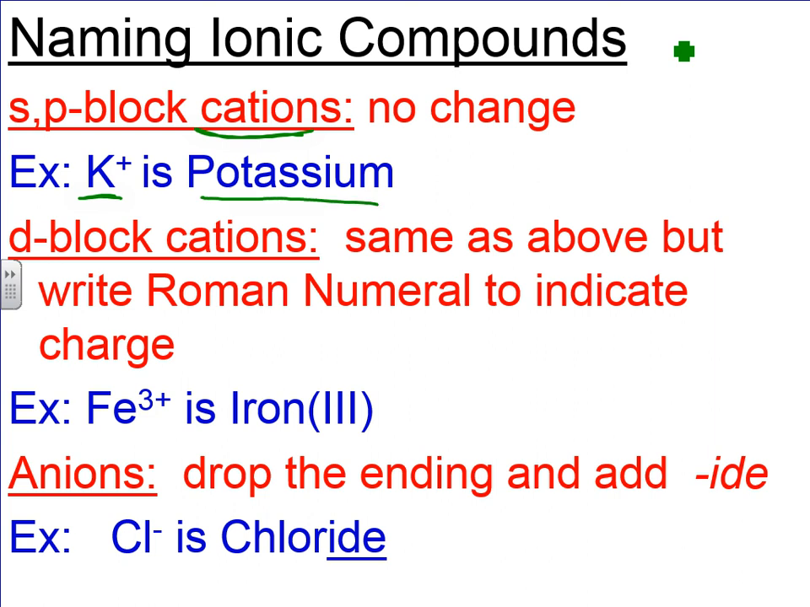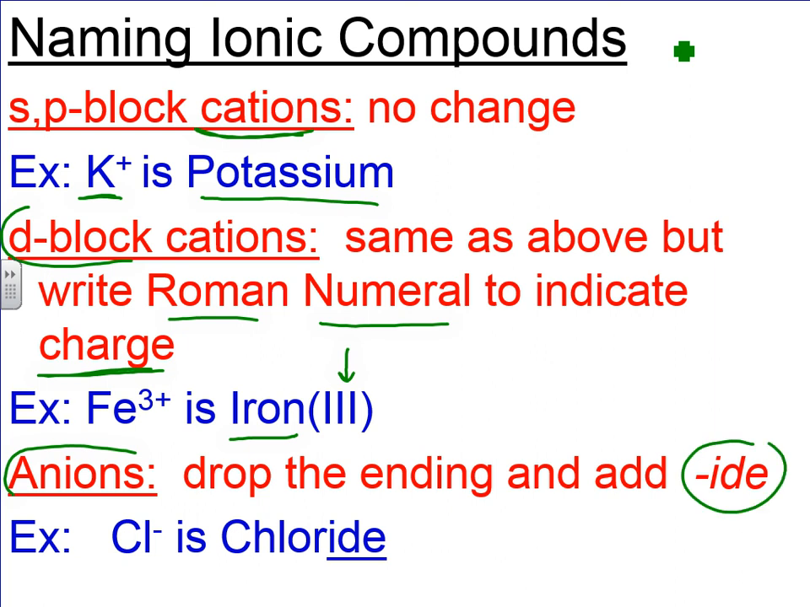If the metal comes from the D block, you do the same thing, except then you use a Roman numeral to indicate the charge. So iron, for example, you'll say iron, but then you'll put 3 in parentheses, indicating the charge using Roman numerals. That's the first part of the ionic compound. The second part, the anion, the back part, you'll name by dropping the ending and adding the suffix "-ide". And "-ide" indicates you have a compound. So chlorine, for example, is named chloride.